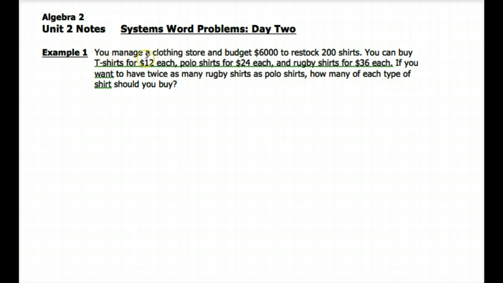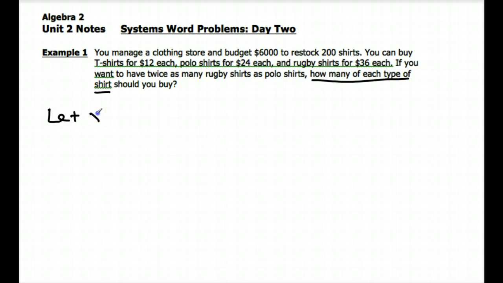So in this one, it says you manage a clothing store and budget $6,000 to restock 200 shirts. And it says you can buy t-shirts for $12 each, polos for $24 each, and rugby shirts for $36 each. If you want to have twice as many rugby shirts as polo shirts, how many of each type of shirt should you buy? So for this problem, we're trying to find how many of each type of shirt, and I have three different types of shirts. So that tells me this is going to be a three variable system.